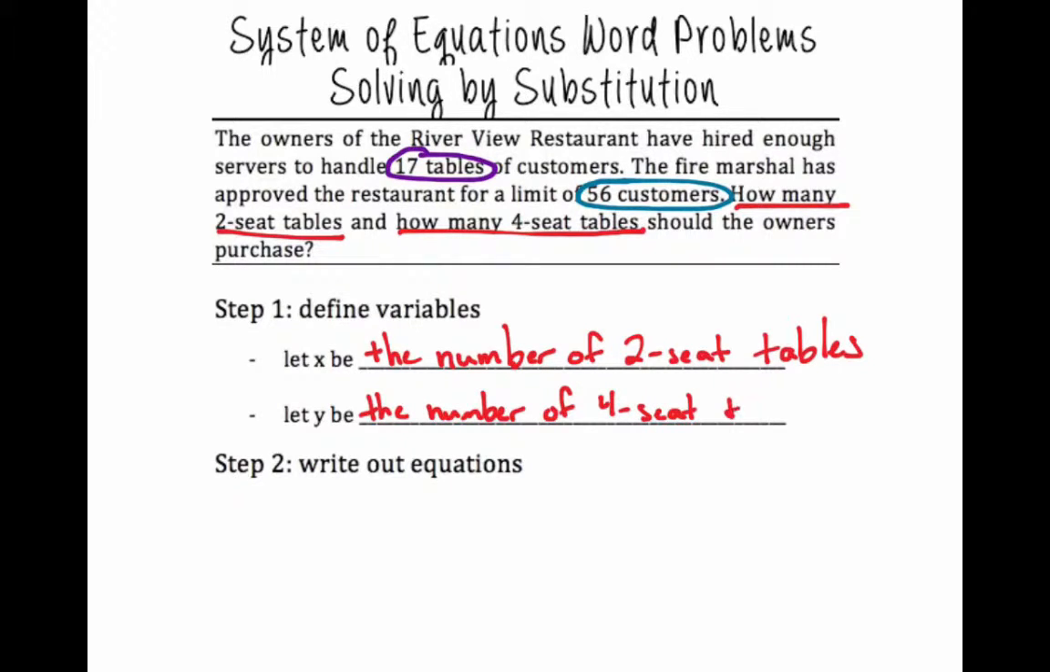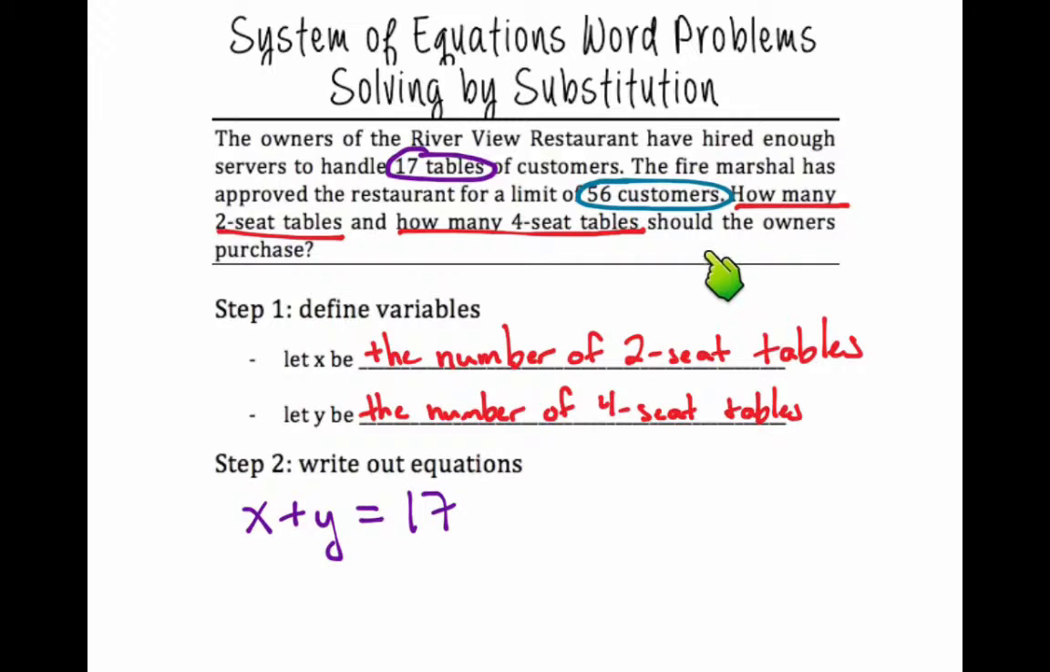And now that we have our variables defined, we're going to think about how we can use those. What equations can we write? So let's look at that first thing that we know that we have to have, 17 tables total. So if we're talking about the number of 2-seat tables and the number of 4-seat tables, we're going to add them up, right, to get 17, the number of total tables. So how would we write that with variables? Right, X plus Y equals 17. So the number of 2-seat tables plus the number of 4-seat tables equals 17 tables total.